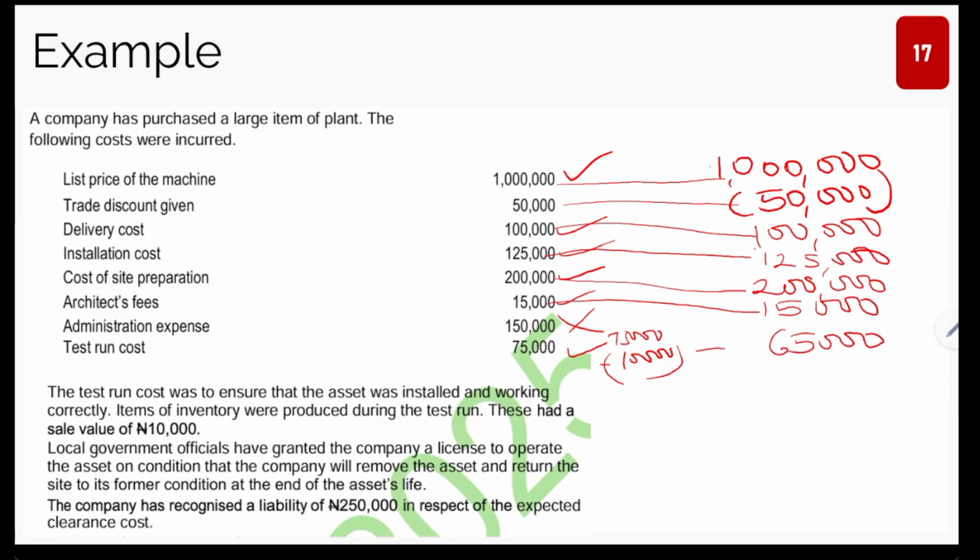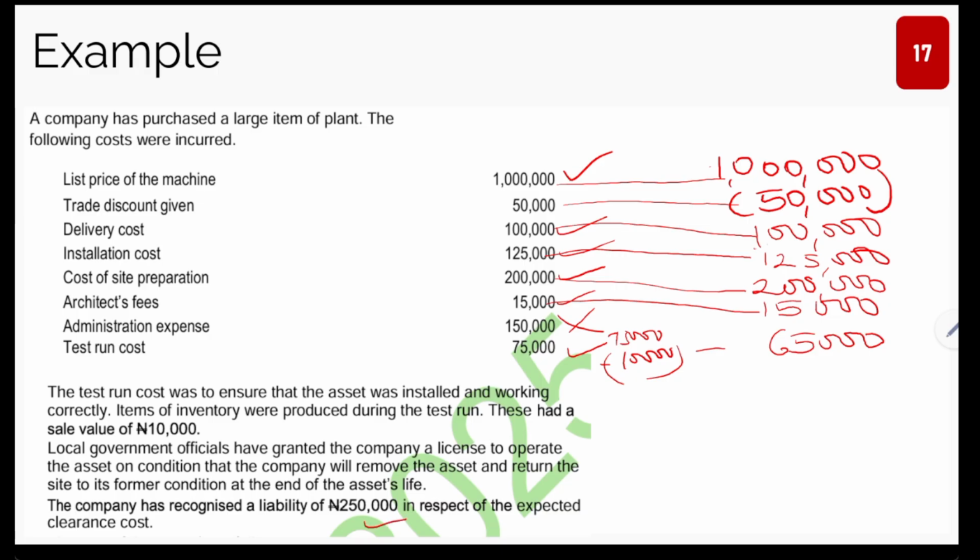It says that local government officials have granted the company a license to operate the asset on a condition that the company remove the asset and return the site to its former condition at the end of the asset life. The company has recognized a liability of 250 in respect of the expected clearance cost. So that means the cost of the removal is now 250.